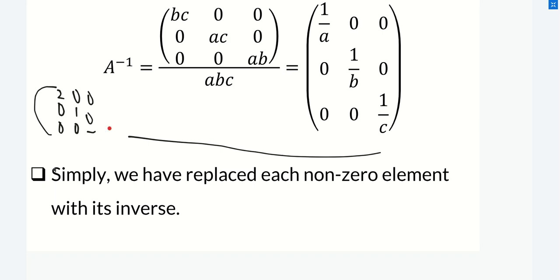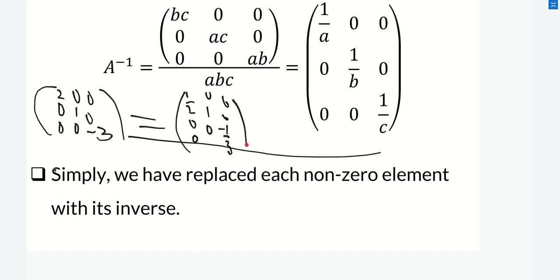By looking at the formula we have over here, you will tell me this is very simple. So what I have to do is to find the inverse. So here becomes 1 over 2, then 0, then 0 here, then here is 0, then here too is 1, because 1 over 1 is still 1, then 0, then here too is 0, 0, negative 1 over 3. Okay, it can be put in a diagonal form. So simply we have replaced each non-zero element with its inverse and we are gone.